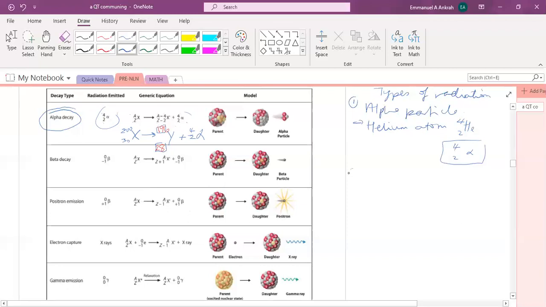Then the other one is what we call the beta decay or the beta particle. So the beta particle is the second example. Basically it's an electron, so it gives off an electron. Beta particle, electrons, with a charge of negative one, and the mass is zero. So this is basically an electron that is given off. Sometimes this is written like e with negative one and zero, that type of thing.